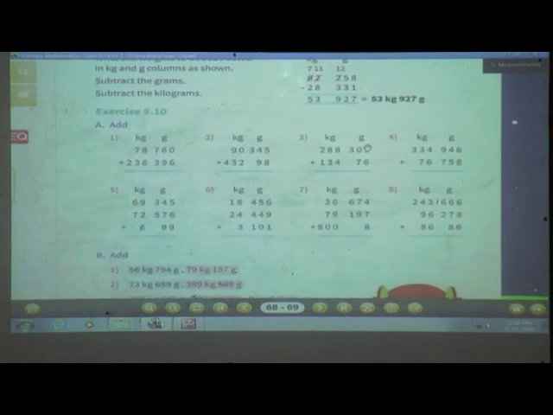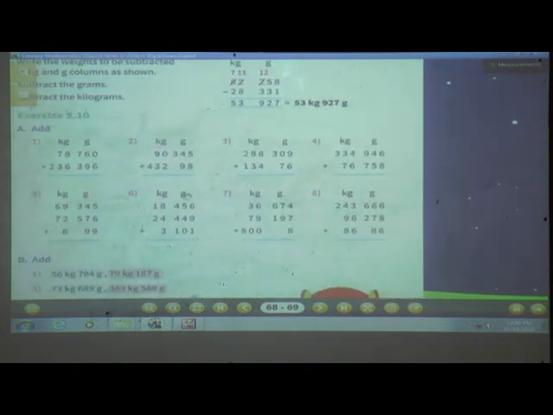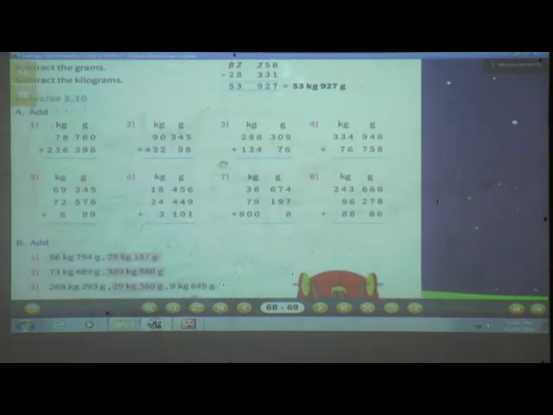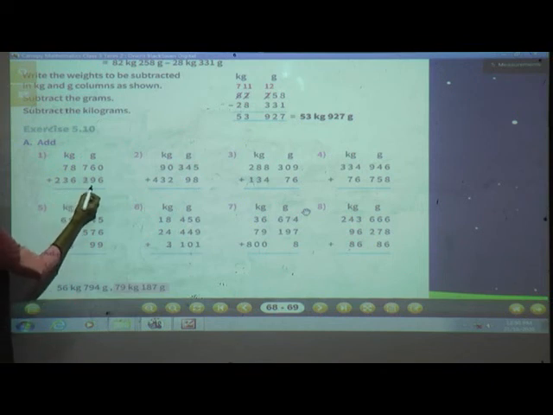Next exercise, addition and subtraction of weight. Exercise 5.10. See the question A. Add. First one, 78 kilogram 760 gram plus 236 kilogram and 396 gram. We just have to add both the weights.